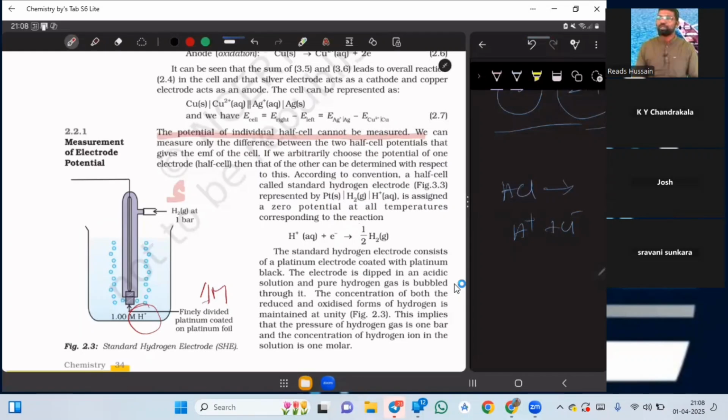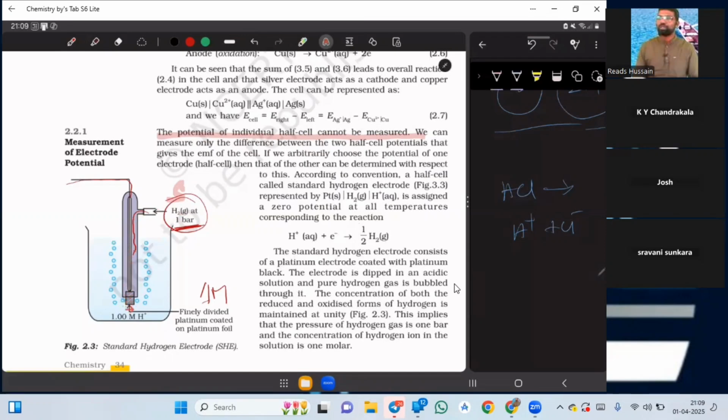Next, from here we are sending pure, dry hydrogen gas at 1 bar pressure, atmospheric pressure. The hydrogen gas we are sending through this way, and this is a platinum wire. At the end of this arrangement, where I am showing the arrow mark, this is a platinum plate. The hydrogen gas we are sending into the electrode gets accumulated over the surface of the platinum plate.